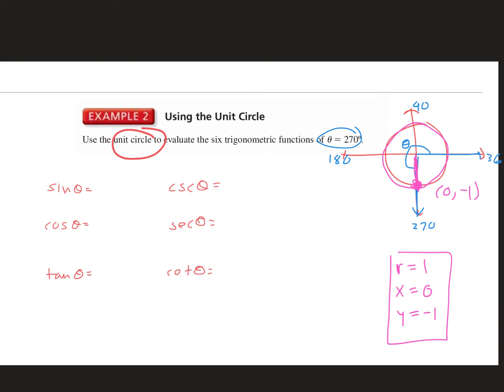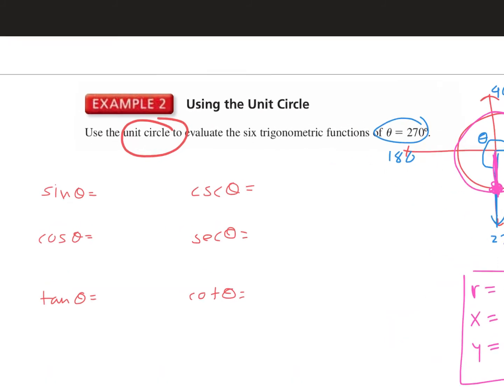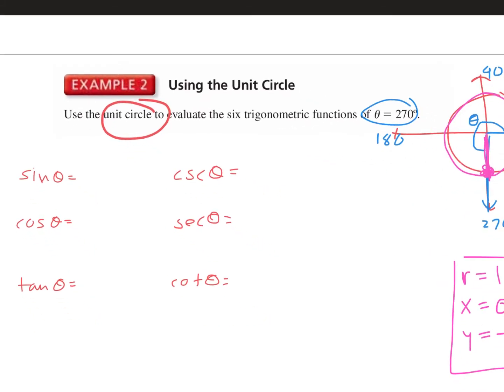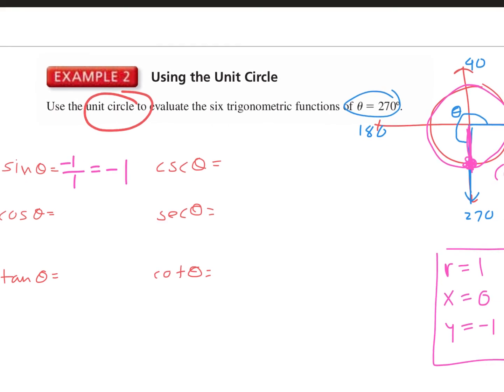So sine is what over what? Y over r. So our y is negative 1 over 1, which is what? Negative 1. Cosine is what over what? X over r. So we have 0 over 1. What's 0 over 1? 0.